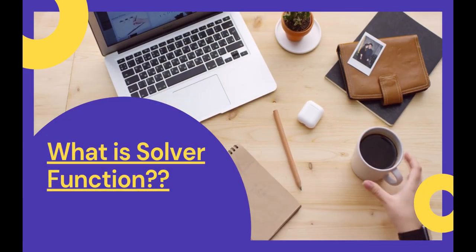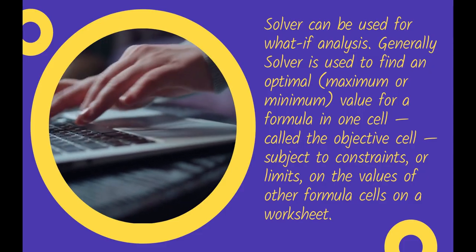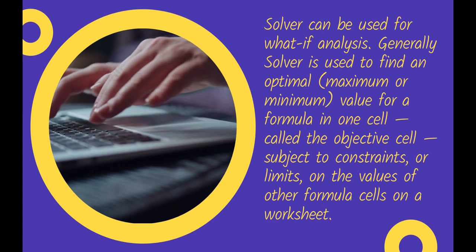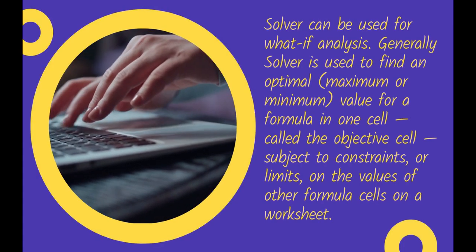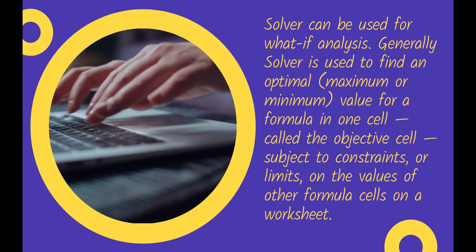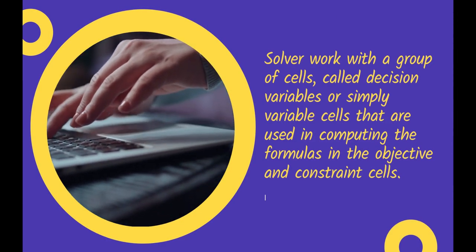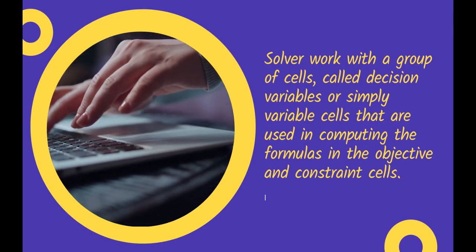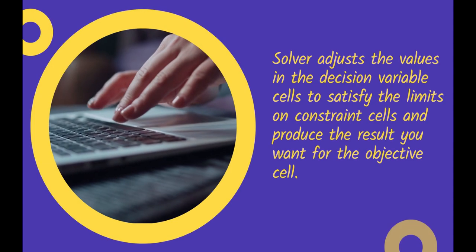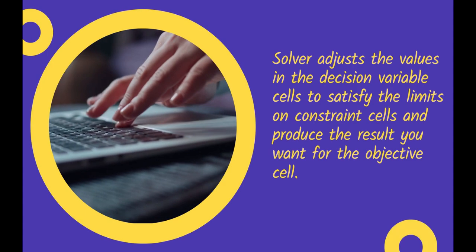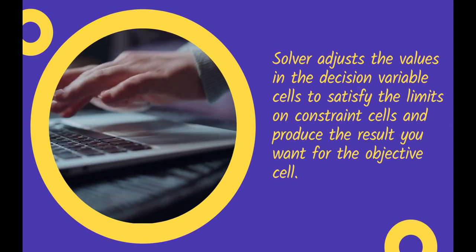What is solver function? Solver can be used for what if analysis. Generally, solver is used to find out an optimal, that is maximum or minimum value for a formula in one cell called the objective cell, subject to the constraint or limits on the values of other formula cells on the worksheet. Solver works with a group of cells called decision values or simply variable cells that are used in computing the formulas in the objective and constraint cells. Solver adjusts the value in the decision variable cells to satisfy the limits on constraint cells and produce the result you want for the objective cell.